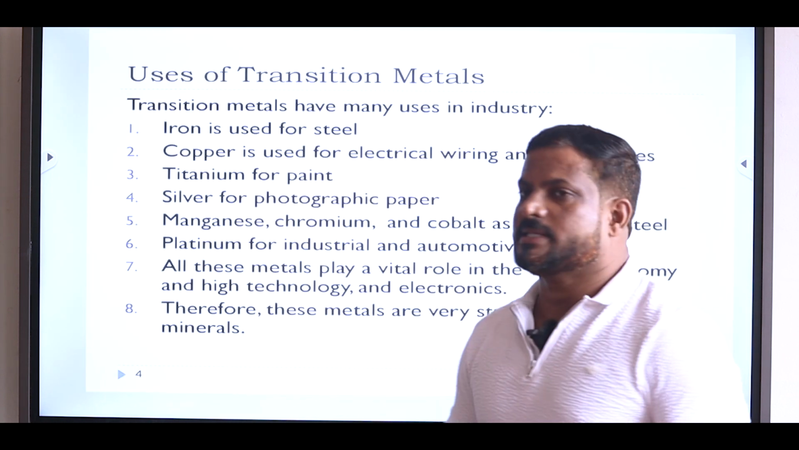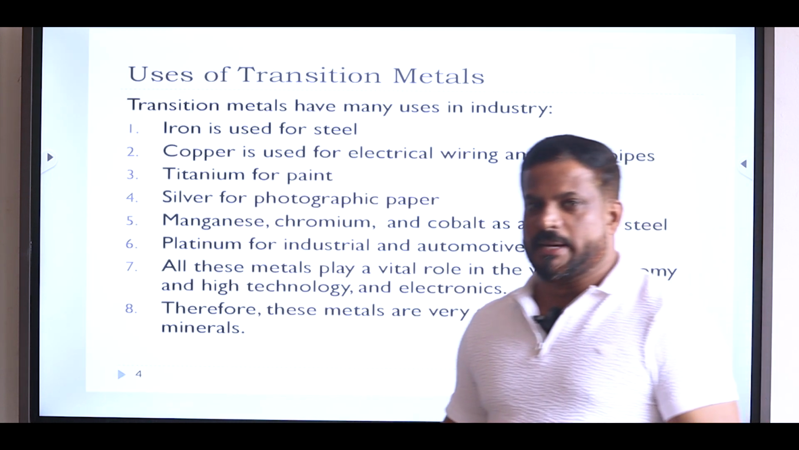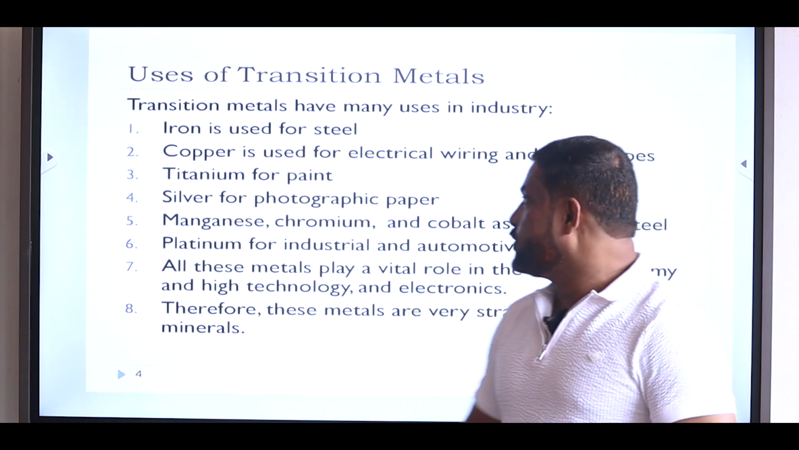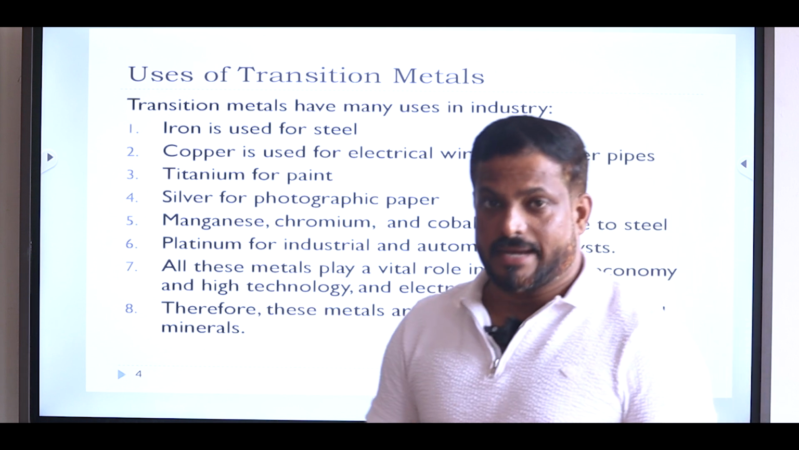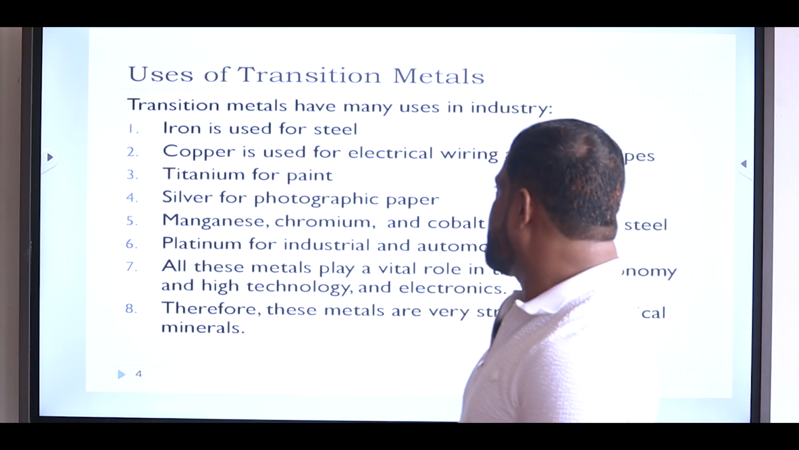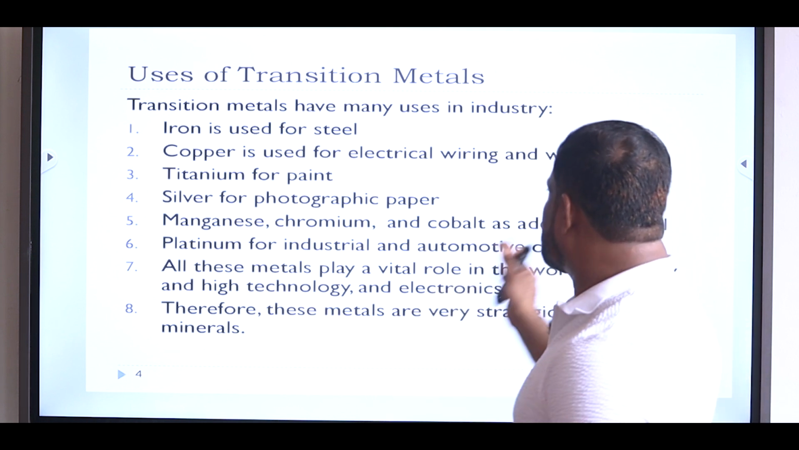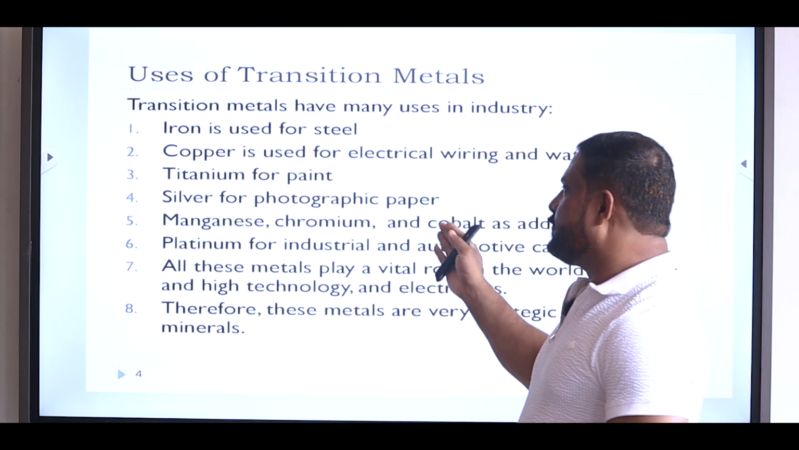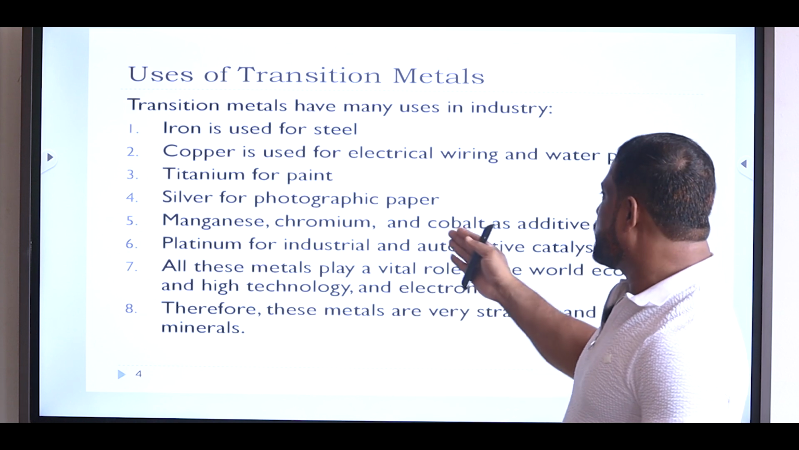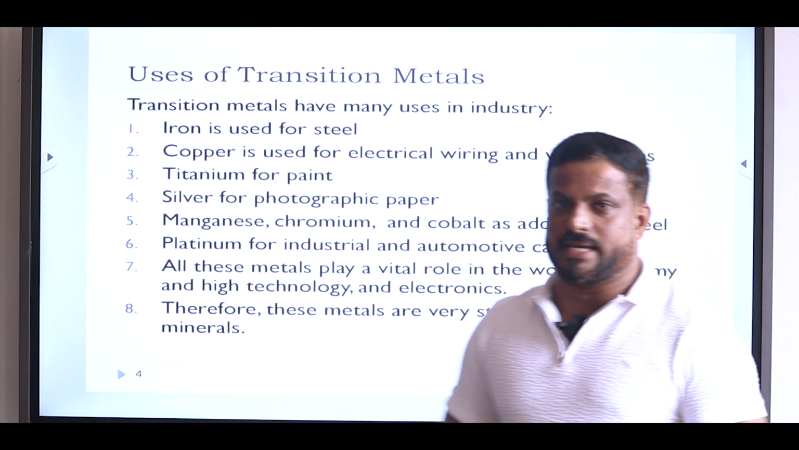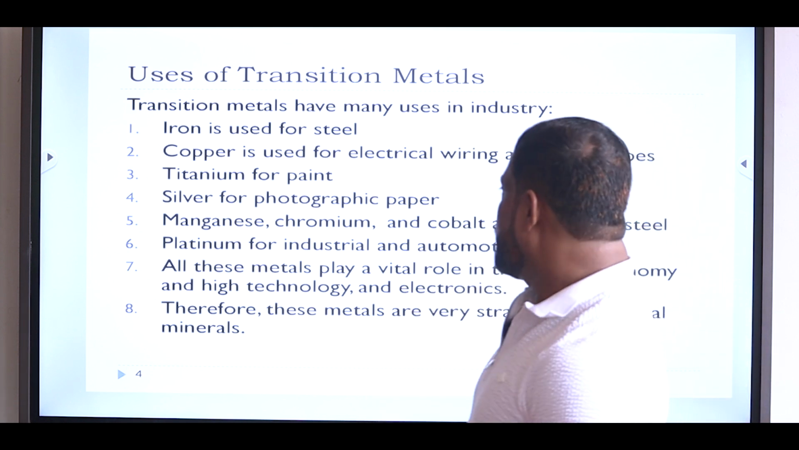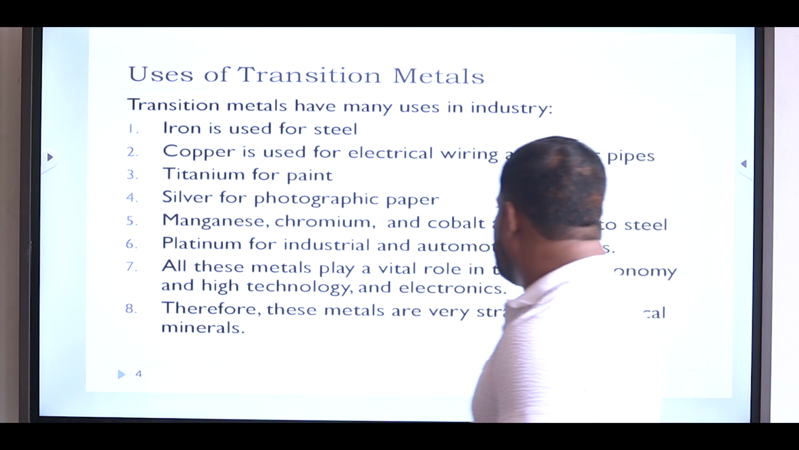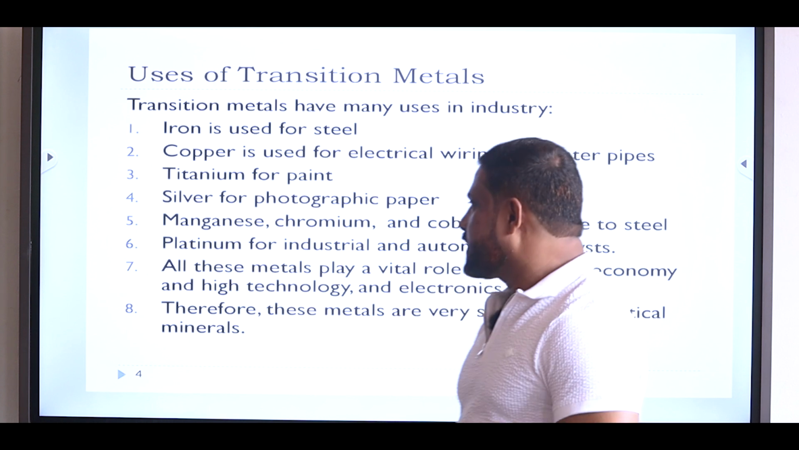Uses of transition metals. A wide range of applications are there for transition metals. Some of them I mentioned here. Iron is used for steel. Iron and carbon are the composition of steel alloy. Copper is used for electrical wiring and water pipes. Titanium is used for paint. Silver for photographic paper. Manganese, chromium and cobalt are additives to steel. Different types of steels are there, like chromium steel, manganese steel. Platinum is used for industrial and automotive catalysts in a catalytic converter.